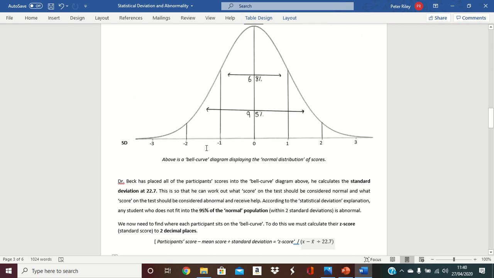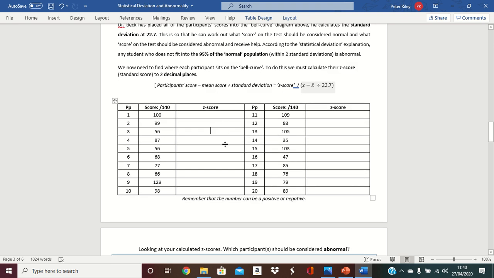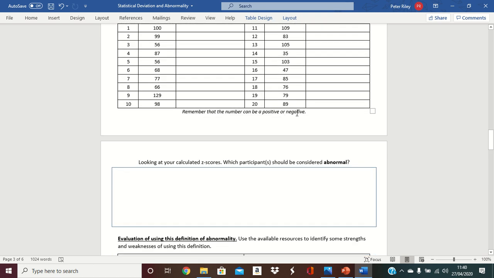Anything that is beyond -2 or +2 is therefore considered to be abnormal. Anything that falls within -2 to +2 is therefore considered to be statistically normal and falls within the 95% of our population. So you need to calculate every single participant's z-score. Once you've done it for every single participant using that same formula, we will be able to identify how many participants are considered to be statistically abnormal.